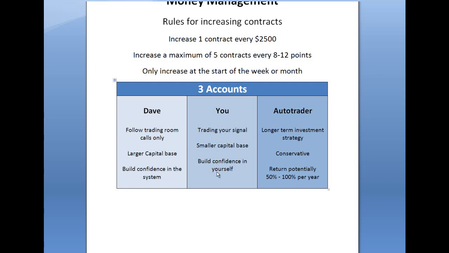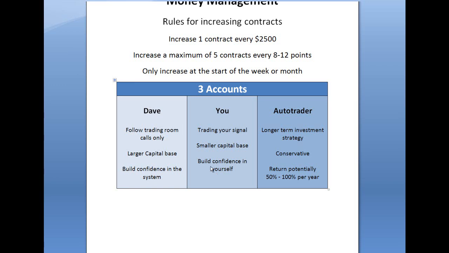This account over here, you're trading your calls, the ones that you think are going to work, and you build confidence in yourself as a trader, very important for your development and being able to be self-sufficient at the end of all this. Okay, the Auto Trader account is a great one for people with extra capital to utilize. Everyone's in a different position. Some of us have $2,500 to open an account. Some of us have $100,000.